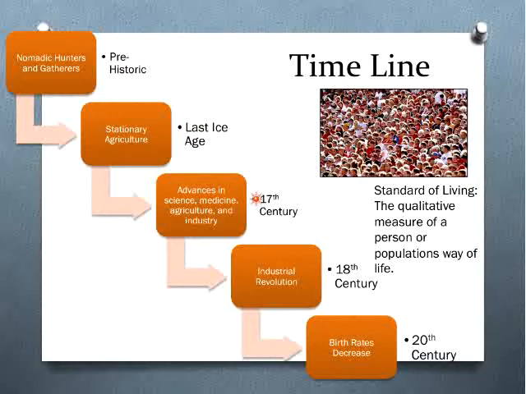In the 17th century, we have advances in science, medicine, agriculture, and industry. This greatly helps the human population. People aren't getting sick as much. People aren't dying as much. And that helps increase population size.